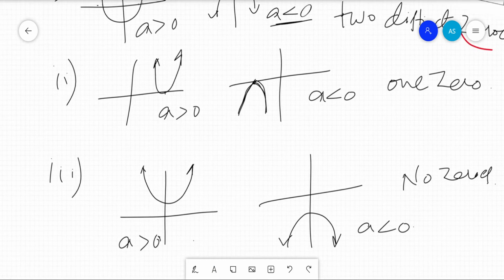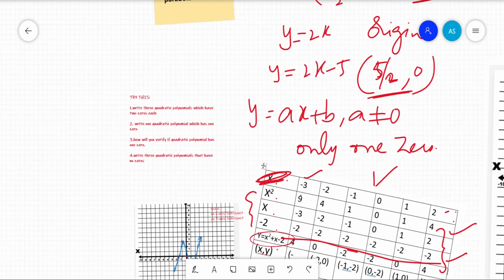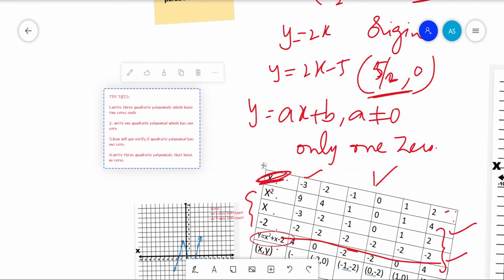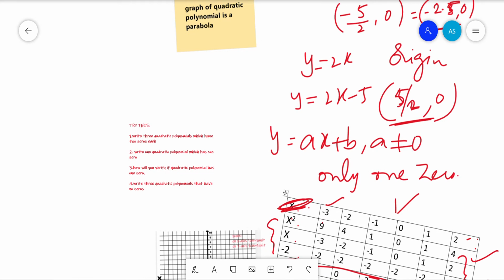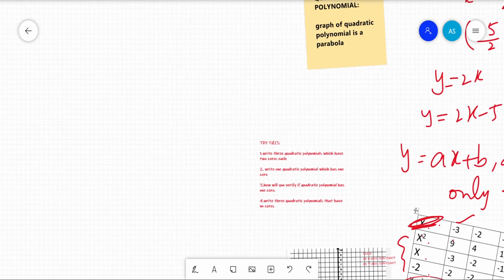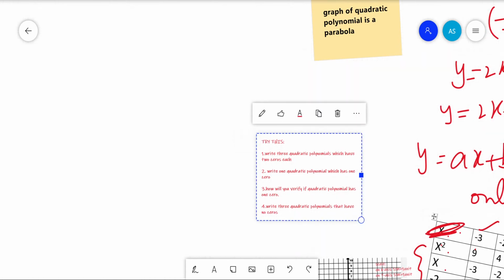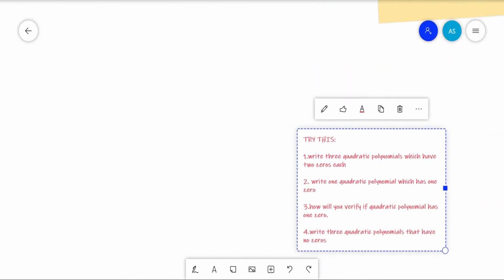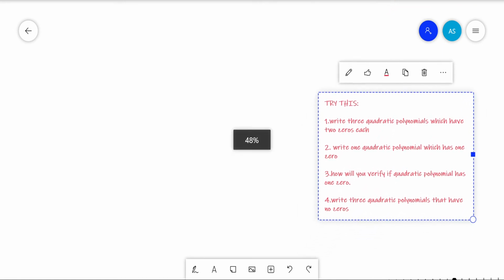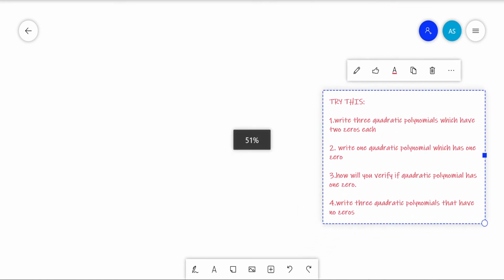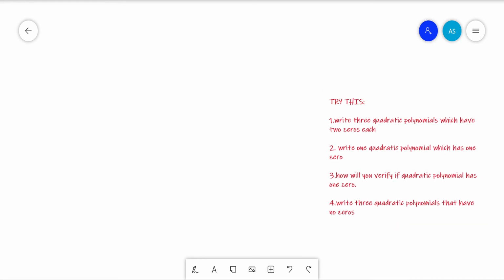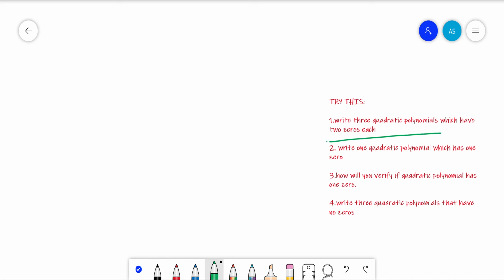We can do the try this in the textbook. The first question is, write the three quadratic polynomials which have two zeros each.